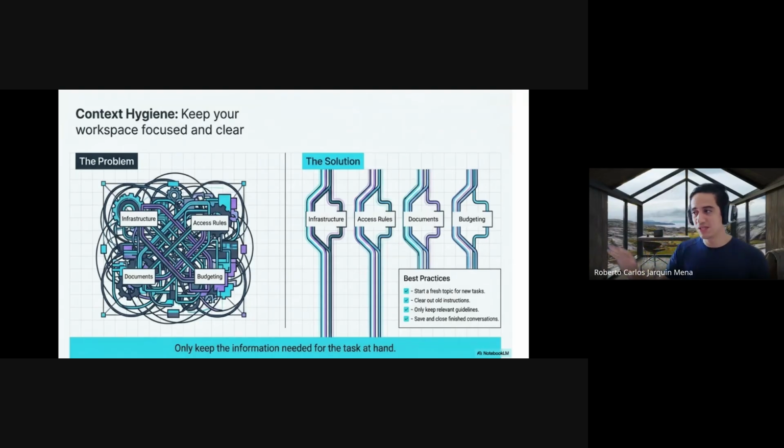So the solution for this is just to start a fresh topic every time you start a new task. Say and close, finish the conversation. Basically, we know that most of the token waste comes from carrying unnecessary content between tasks. As a conversation grows, the model repeatedly processes information that may no longer be relevant. So for that reason, we have to keep only the information that is relevant for the task, and this is the solution. We have to focus on the topic we are working on, and every time we identify that this is not a related topic, we have to start a new chat.